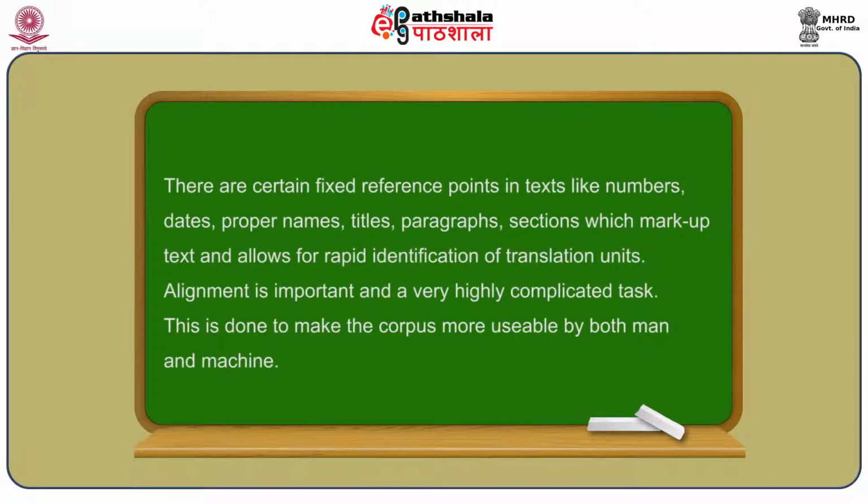So, alignment is an important part and it is a very highly complicated task. This is done to make the corpus much more usable by both man and machine. So, the impetus for alignment must come from both linguistic and extralinguistic sources. Since it is a highly specialized task, unlike most others, it is a worthy test bed for various theories and applications of linguistics and language technology.